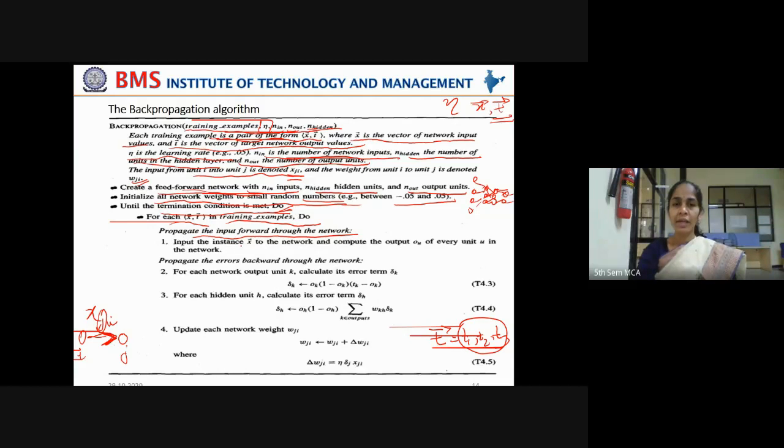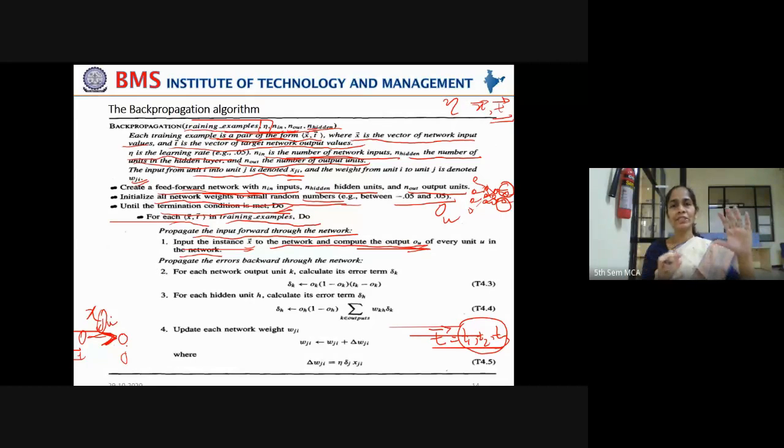Now input the instance X bar, say the first training example you have taken, to the network and compute the output OU of every unit U in the network. As I said, this may be one unit, this may be one unit. You may have multiple units in your output layer. That is why you're not calculating just a single O like in your previous algorithms. You're predicting multiple outputs. That is why you're denoting it with U. OU means output at every unit U. It may be the first unit, U will be 1, second unit, U will be 2, third unit, U will be 3, like that. Input the instance X vector to the network and compute the output OU of every unit U in the network.